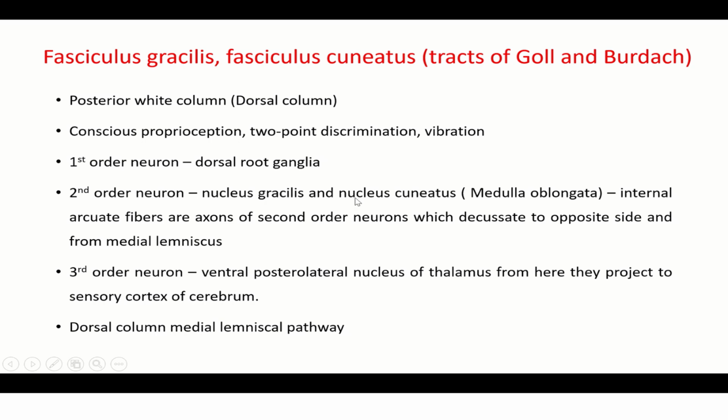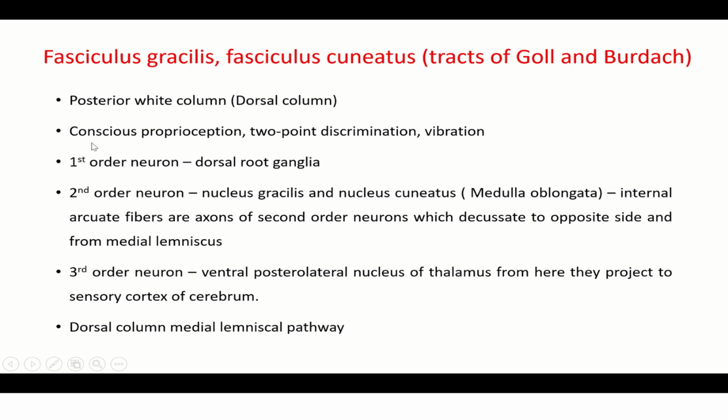From the second order neurons, the axons continue as internal arcuate fibers, which cross to the opposite side and form the medial lemniscus, which ascends towards the thalamus. The third order neurons are located in the ventral posterolateral nucleus of the thalamus, and from here they project to the sensory cortex of the cerebrum. So first order is the dorsal root ganglion, second order are the nucleus gracilis and nucleus cuneatus, and third order is the ventral posterolateral nucleus of the thalamus. This is the dorsal column medial lemniscus pathway: dorsal column because it is located in the posterior white column, and medial lemniscus because that is what is formed. It is the fasciculus gracilis and fasciculus cuneatus, the tracts of Goll and Burdach.